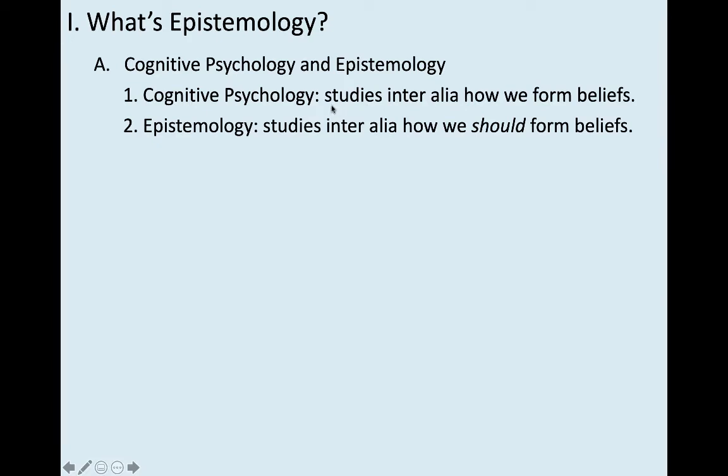So, for example, there may be ways of forming beliefs that are typical of people that aren't good. A cognitive psychologist can identify, here's how you do in fact form beliefs. But it doesn't, in and of itself, pass judgment about whether those ways of forming beliefs are good or bad. If it does so, it moves out of the domain of psychology and into the domain of epistemology. Now, particular practicing cognitive psychologists may make presumptions about which forms of reasoning are good and which are bad, or they may even argue that this or that form of reasoning is good or that it's bad.